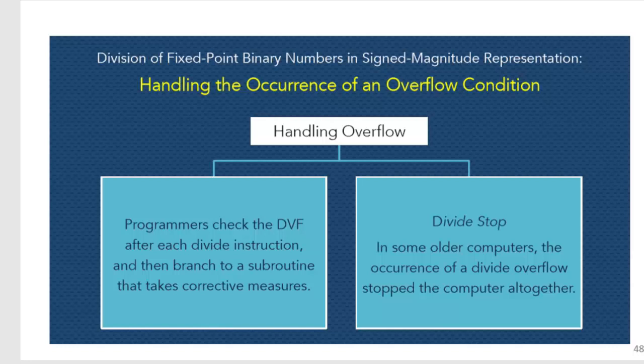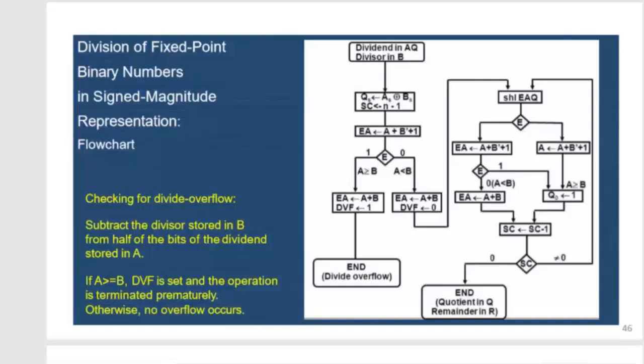Second is divide stop. In some older computers, the occurrence of divide overflow stopped the computer. Now here is the flowchart for the division algorithm. Here you can see that the dividend is stored in the AQ register. AQ is a combination of two registers. We require two registers to store the dividend, and the divisor is stored in the B register.